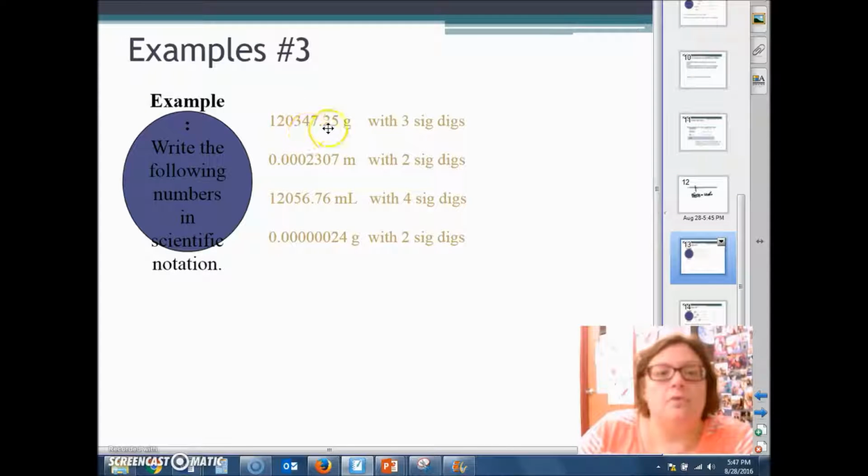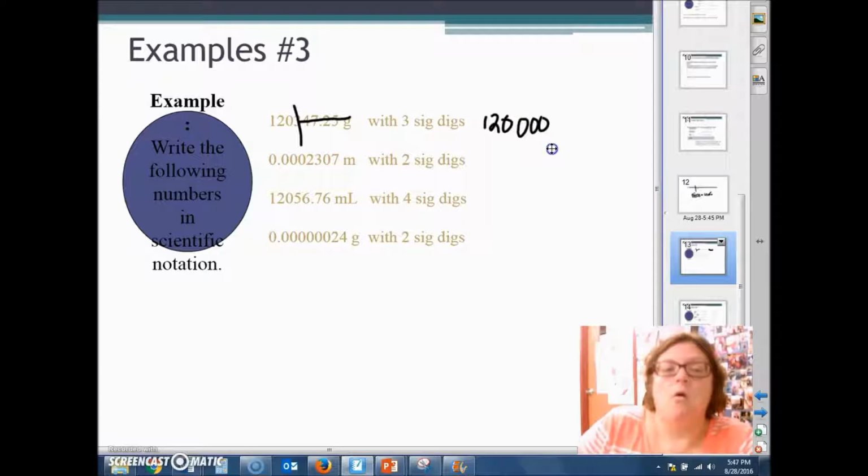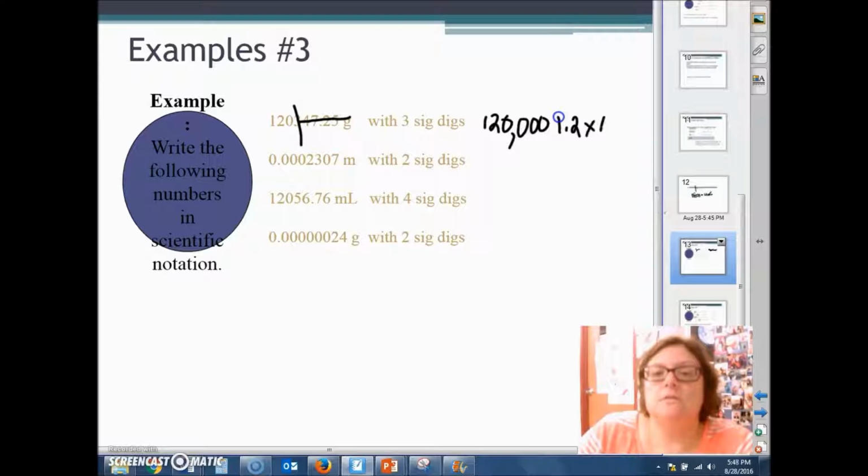So let's write this one with 3 significant digits. It has 1, 2, 3, 4, 5, 6, 7, 8 again. Here's 3. We drop all those off. Now, we have to look at this last one that I just crossed out. It was a 3. Rounding rules say that would round down, so our number's going to be 120, but don't forget about those placeholders. We rounded that 3 down. Now let's write it in scientific notation. 1, 2, 3, 4, 5. 1.2 times 10 to the 5th grams.